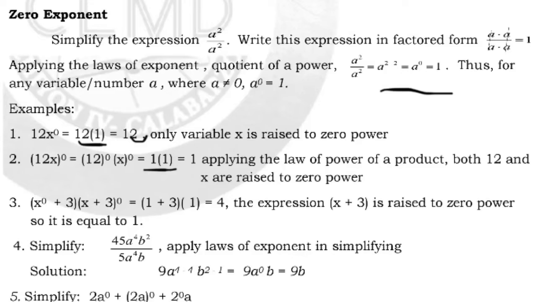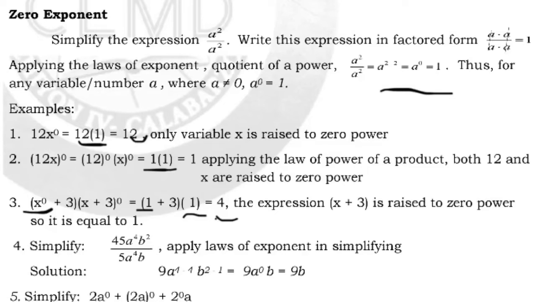Number 3. x to the power of 0 plus 3 times the quantity of x plus 3 raised to the power of 0. So x to the power of 0 here is equal to 1. Okay? Then plus 3, so that is 1 plus 3. Then the quantity of x plus 3 to the power of 0, it is being enclosed by a parenthesis, meaning the binomial is being raised to 0. So it is equal to 1 here. So 1 plus 3 is 4. Then 4 times 1 is 4.